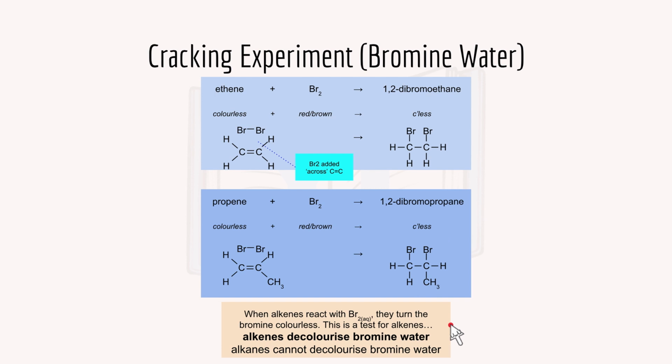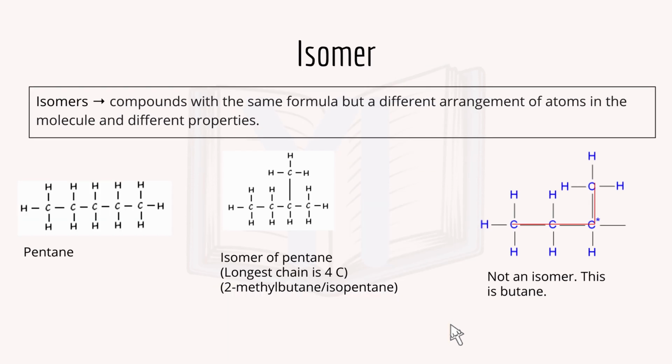So we'll move on now to isomers. Isomers are compounds with the same formula but a different arrangement of atoms in the molecule and different properties. Like you can see pentane. Here's an isomer of pentane. You can see it has 5 carbons and this has 5 carbons. But this longest chain is 4 carbons. Here the longest chain is 5 carbons, like 1, 2, 3, 4, 5.